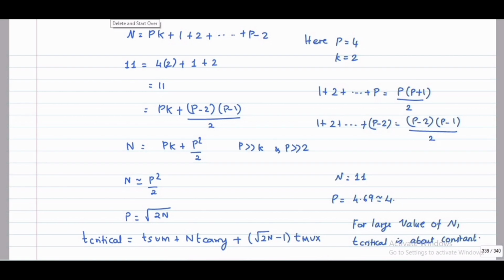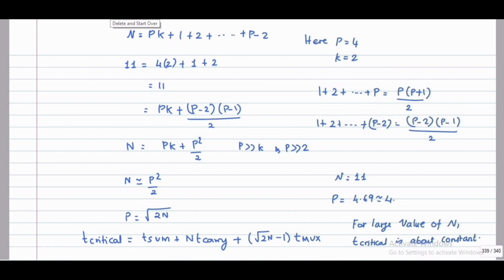Here the k value is equal to 2 and the p value is equal to 4. So I can write 11 is equal to 4 into 2 plus 1 plus 2, that is equal to 11. So LHS is equal to RHS. We know that 1 plus 2 plus up to p is equal to p into p plus 1 divided by 2. Here it is written as 1 plus 2 plus up to p minus 2, so instead of p, I am going to substitute p minus 2 into p minus 1 divided by 2. So you substitute in this formula.